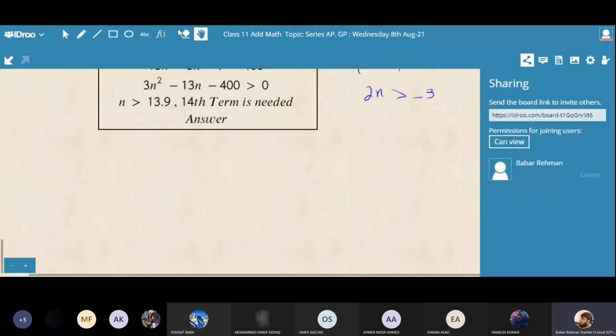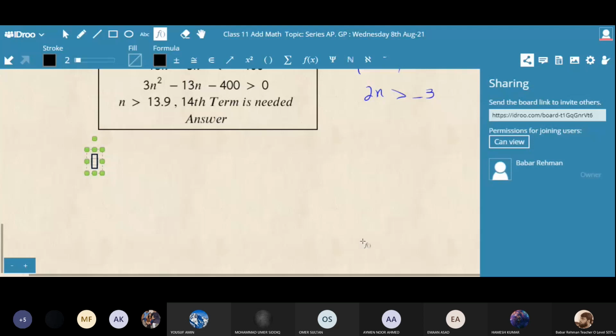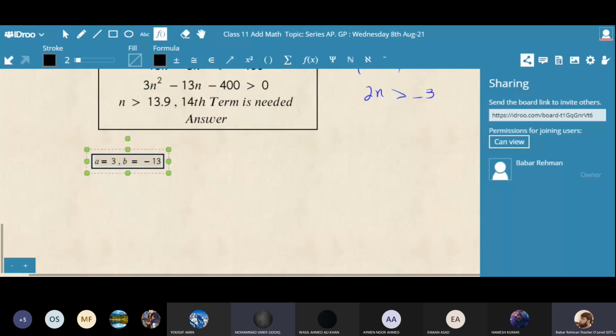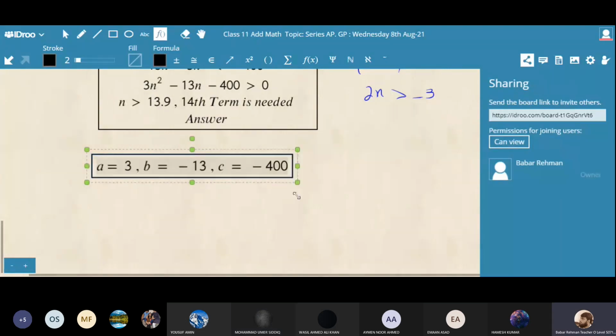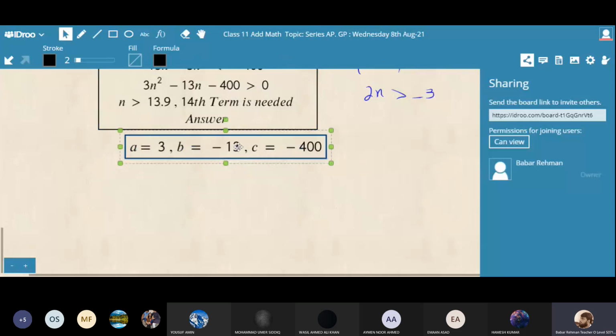Let's use the quadratic equation like this. Come on, son, what will A be? What is A? Three. Student, what is A? Three. What is B? Negative 13. What is C? Minus 400. Okay, student, you will apply these values in the quadratic formula. And you know the quadratic formula?